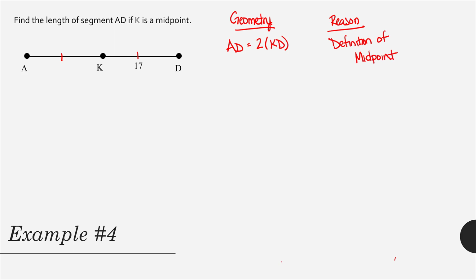Okay. So now I can go ahead and start plugging in some values. AD is what we don't know, and KD is 17. Notice how I used KD, because KD has that value 17 on the diagram. AK does not have any labelings on its side of the diagram, so we don't want to use it. We want to make sure that we use the pieces that have a value attached to them. That's why we're using KD, because we can plug the 17 in. Now I go through, I do my multiplication. AD equals 34.